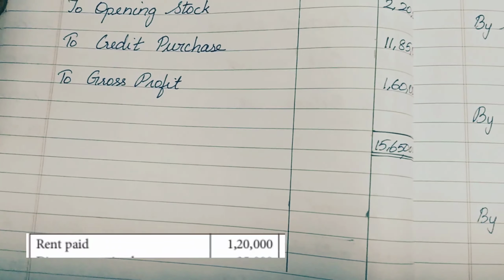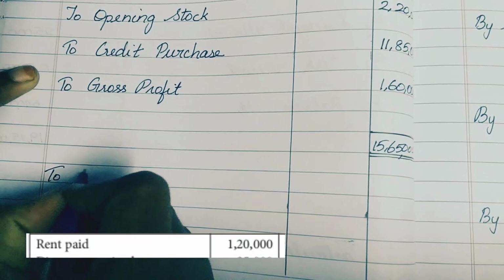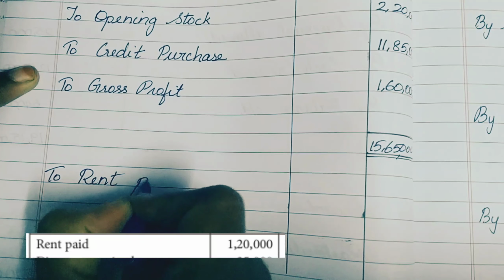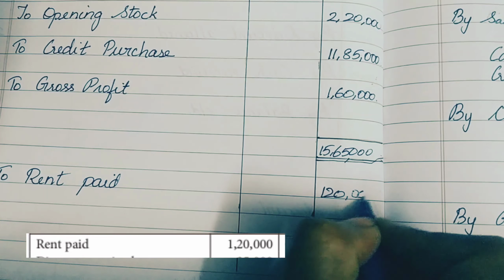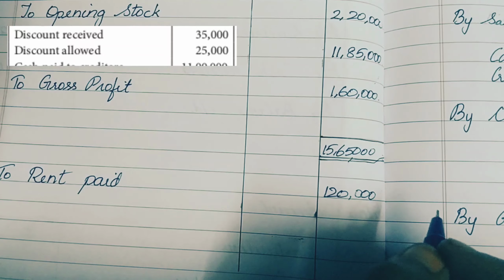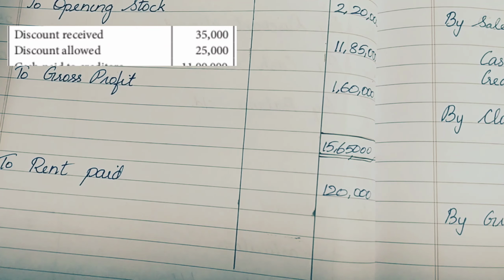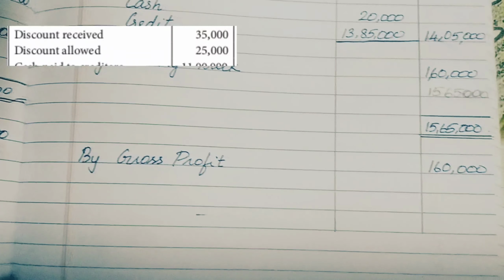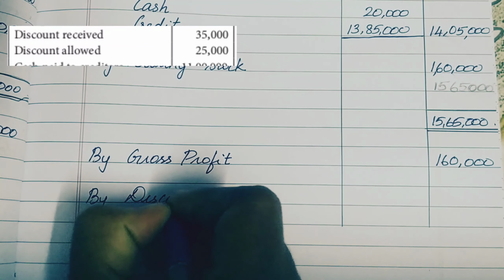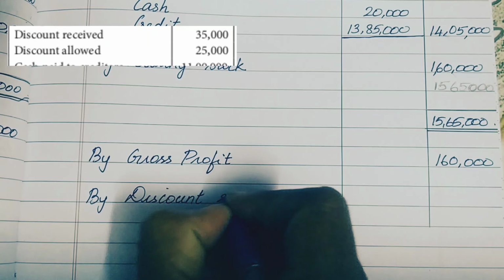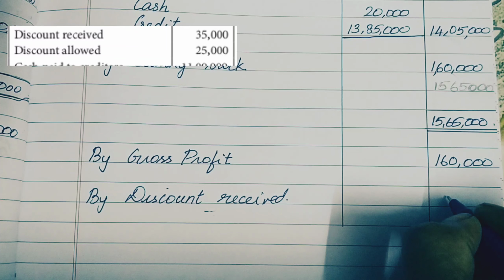So go to the debit side. Below the total, you have started the profit and loss. So to rent paid, that is 1,20,000 in the outer column. Next item is discount received. So discount received is an income. So credit all incomes and gains. So go to the credit side. By discount received. So the discount received is 35,000.